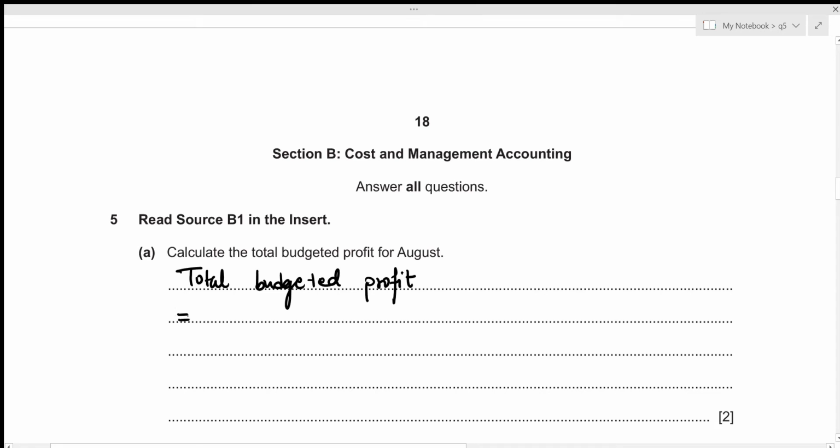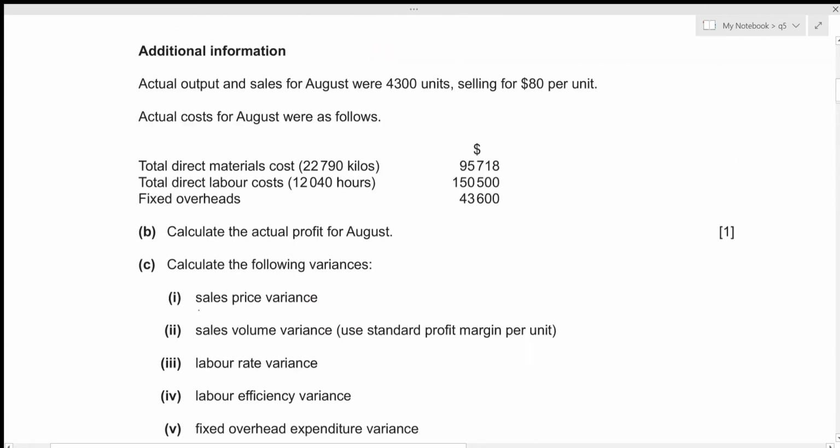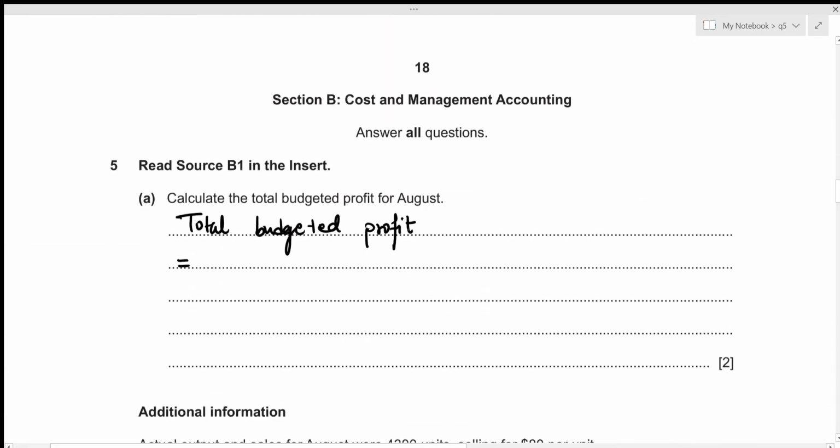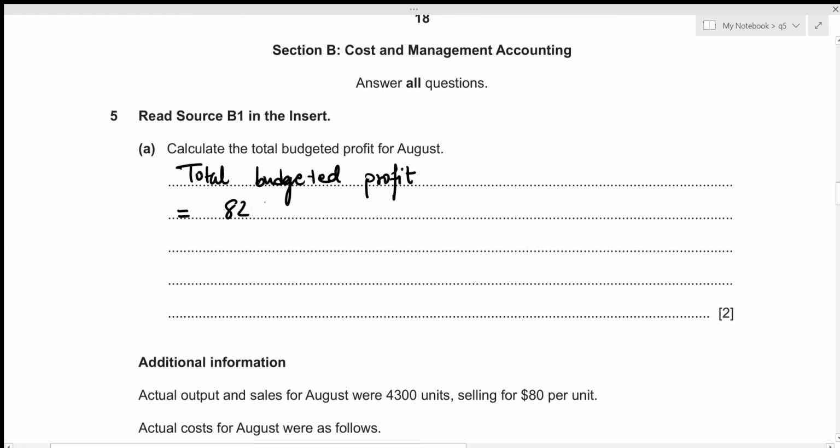And we will be starting with subtracting the per unit cost of direct materials and direct labor from the per unit selling price. So let's have a look above. We know that our expected unit selling price is 82. So we just need to subtract our direct material per unit of 20 and direct labor per unit of 36 from our selling price per unit of 82. Let's do that. That is going to be 82 minus 20, which is the direct material per unit, minus 36, which is the direct labor per unit. And since these three values are per unit and we are told to figure out the total budgeted profit, we just need to multiply this with our total production level.